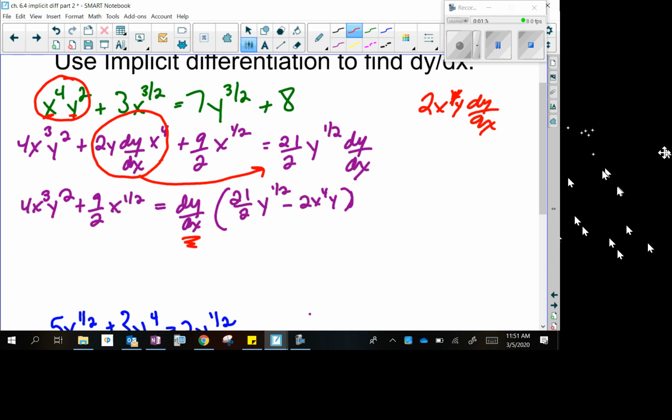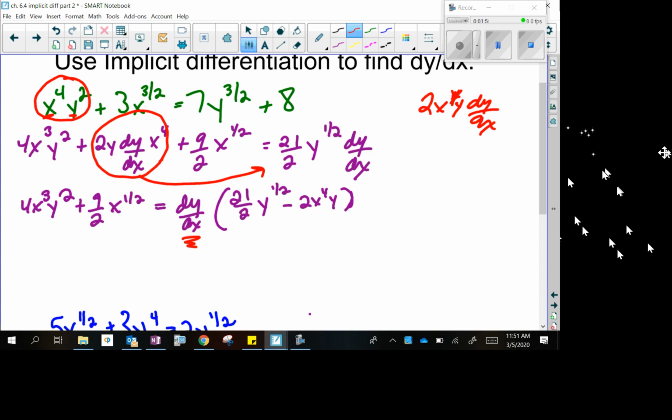So between here and here, what I did is I subtracted this over, and then when I rewrote it, because all I have over here are the dy/dx terms, I went ahead and took the dy/dx out. So that's 21/2 y to the 1/2 minus 2x to the fourth y. Does that make sense? Okay. Jillian.